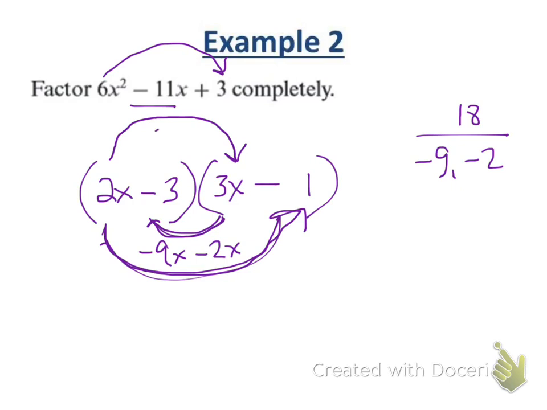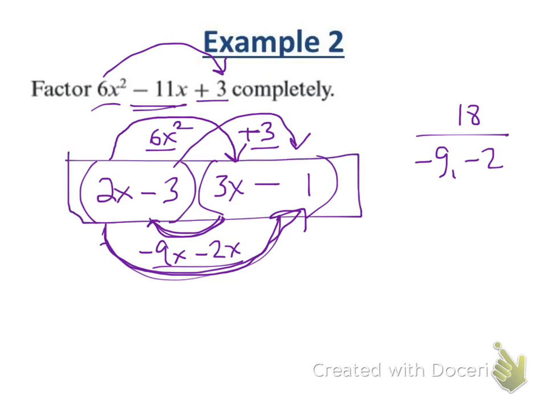Okay? Now, that would give us 6x squared. And the final check, negative 3 times negative 1, positive 3, and everything checks out, right? I got 6x squared. I got negative 11x. And I've got positive 3. That is the correct factorization of 6x squared minus 11x plus 3.